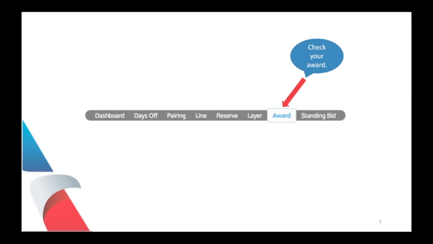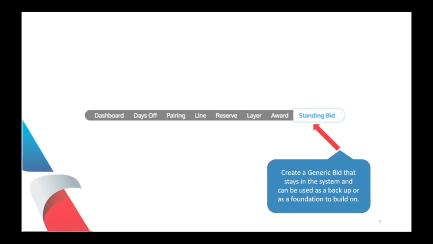The Award tab is where you go to view your award. And finally, the Standing Bid tab allows you to create a generic bid that stays in the system and can be used as a backup or as a foundation to use in your monthly bid. We will show you all about the Standing Bid in the Standing Bid module.